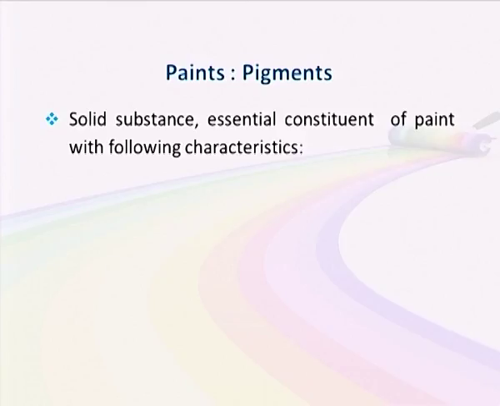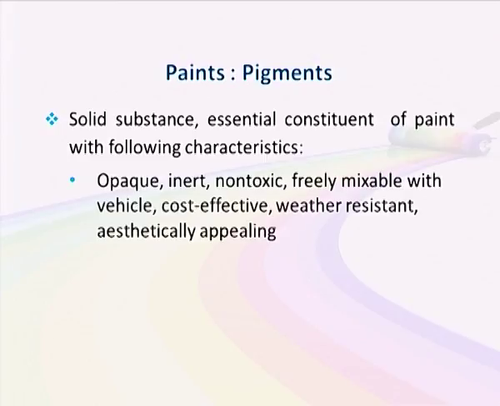Now, first of all, we will be learning about the pigment. Pigment is the solid substance and most essential constituent of paint. It should have the following characteristics. First of all, it should be opaque and of course inert and non-toxic. It should be freely mixable with vehicle and cost effective also. If we are using it on the exterior part, then it should be weather resistant and aesthetically appealing also.